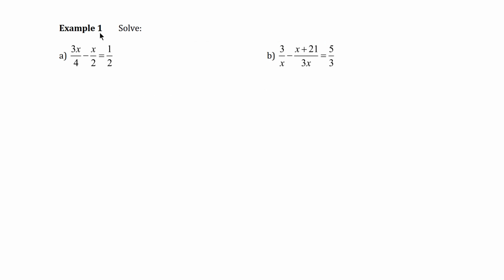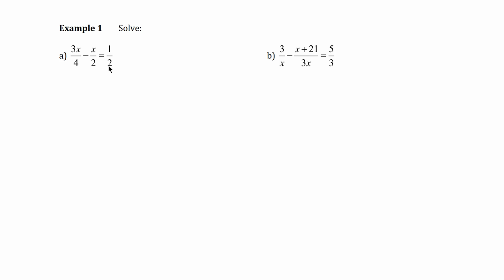For example number 1, we need to solve the rational equation 3x over 4 minus x over 2 equals 1 over 2. When working with rational equations, we have to keep in mind the domain. For each fraction in the equation, we could see that the denominators have a constant value. We have 4, 2, and 2. This means that we could use any value of x, and the denominator will not result in 0. So the domain would be all real numbers.